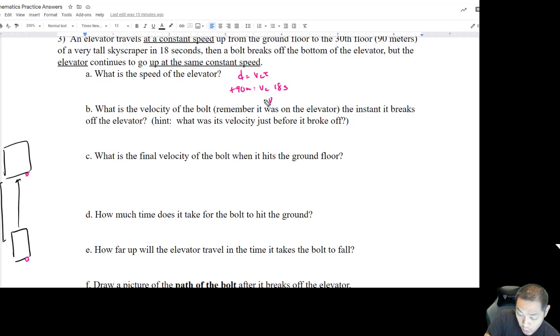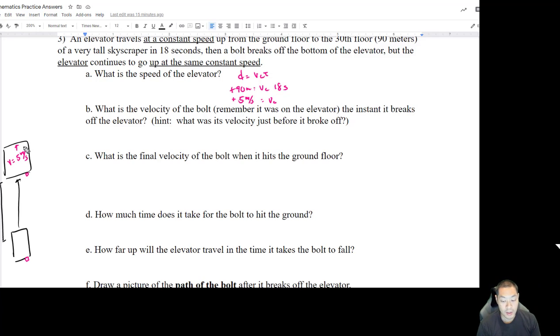So we just solve for vc, which should be a positive number, and I believe it's 5, but let me just double check. 5. So the constant velocity is 5 meters per second, positive. It's 90 divided by 18 seconds. All right, perfect. So we know the velocity that it's moving at constantly is 5 meters per second up.